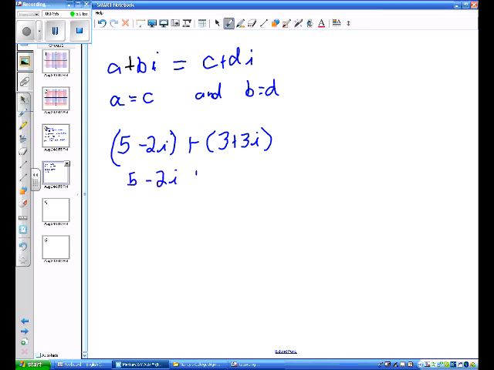So we have 5 minus 2i plus 3 plus 3i. We can only add the real parts, so the real parts would be 5 plus 3, and then we would add the imaginary parts, which would be the negative 2i plus 3i, which is going to give us 8 plus i.